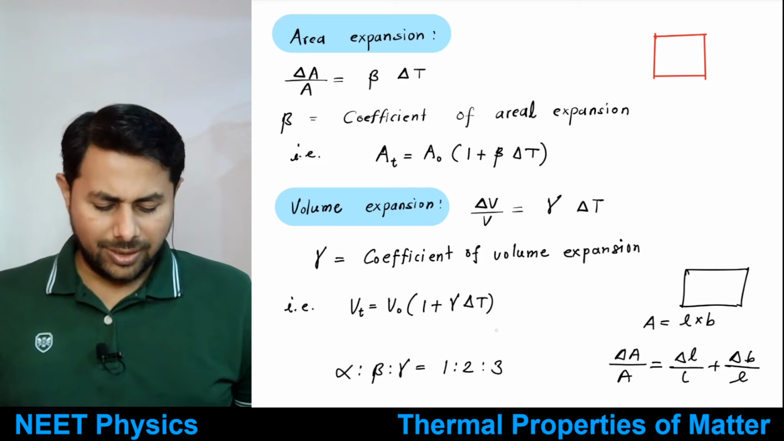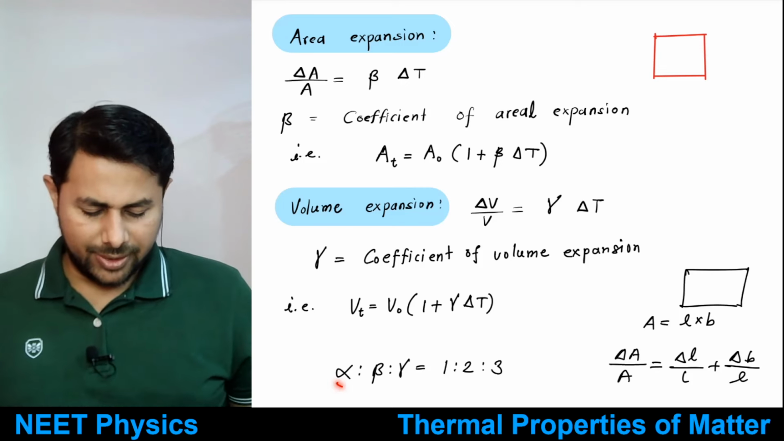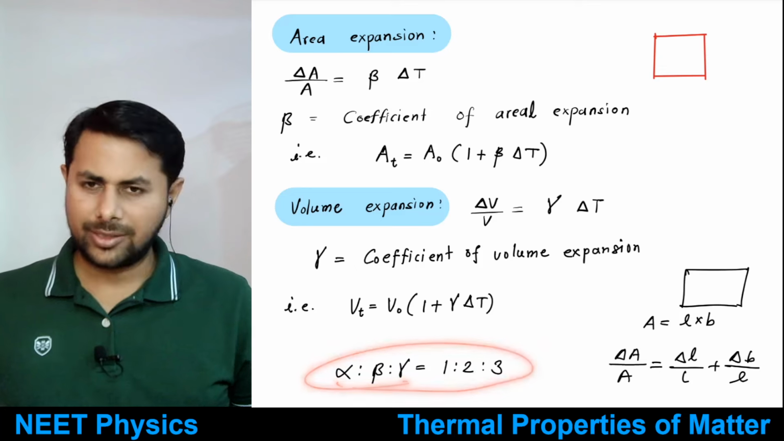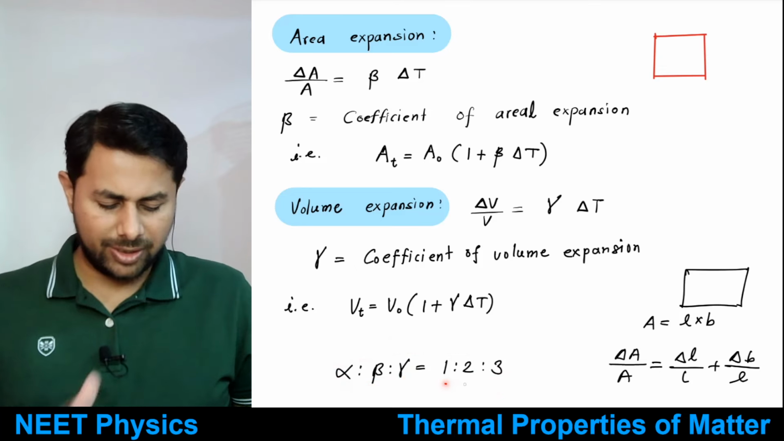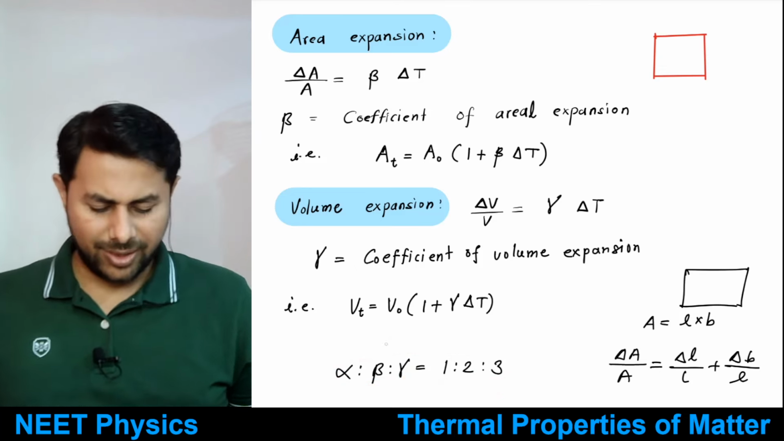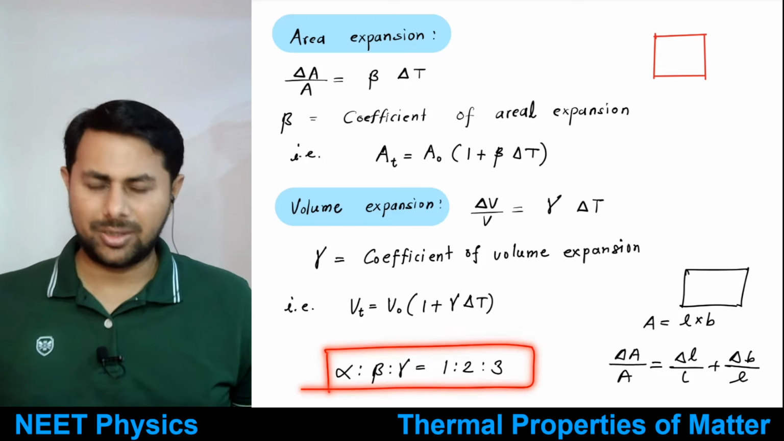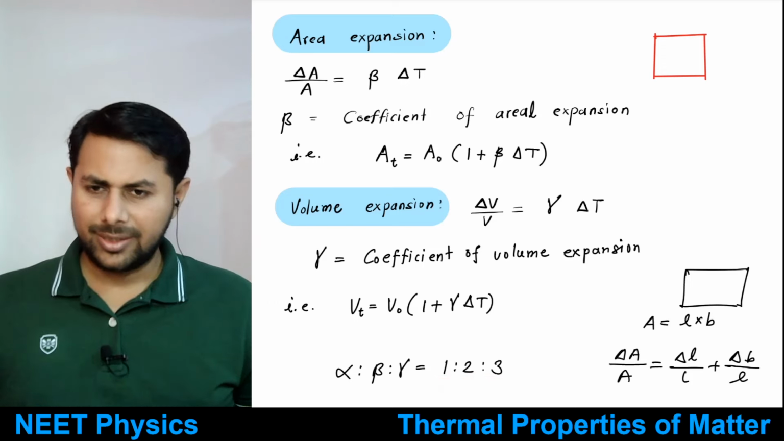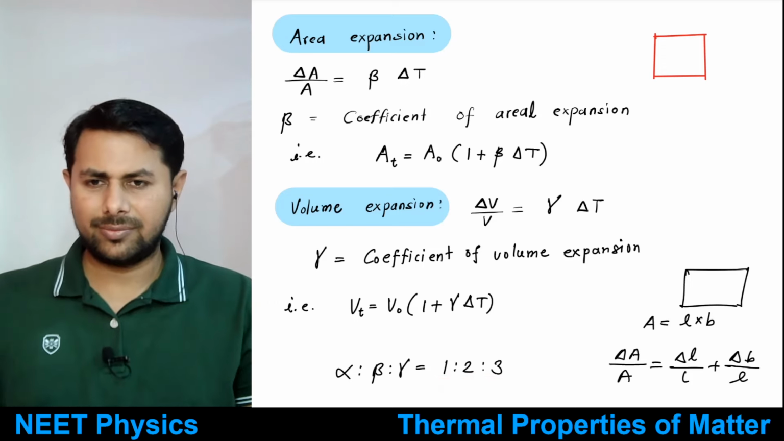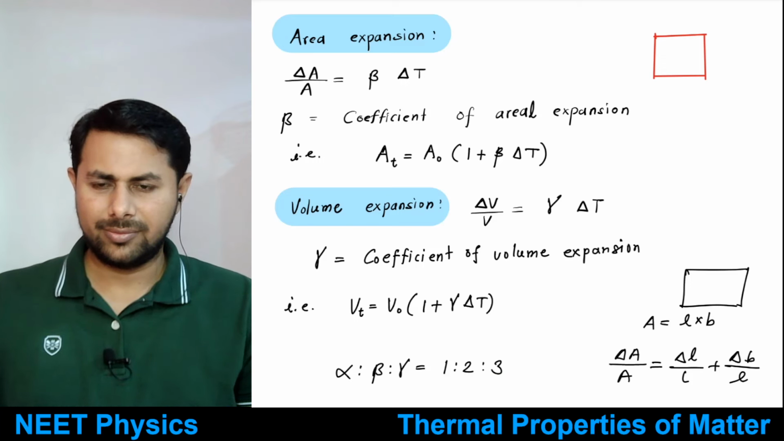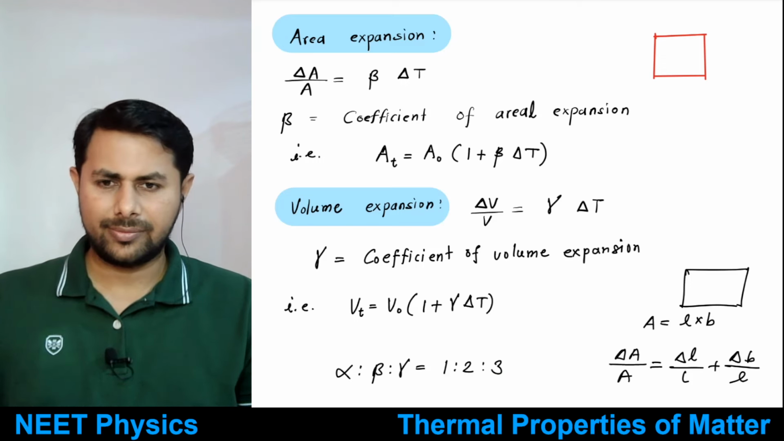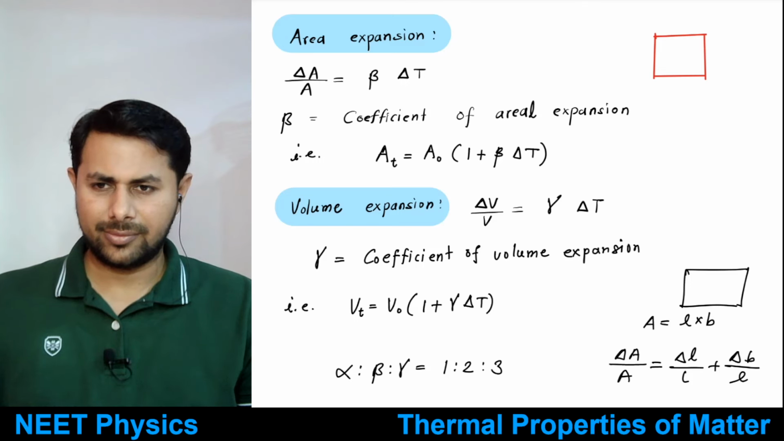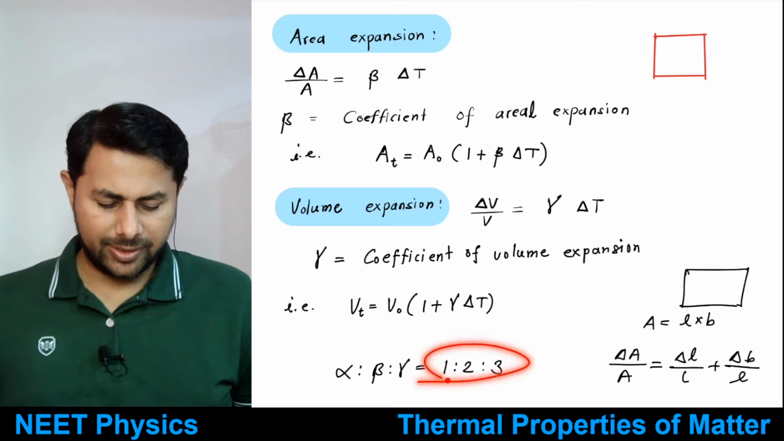Right? And we can easily prove this relation that alpha is to beta is to gamma is just 1 is to 2 is to 3. Okay, so alpha is to beta is to gamma is what? It is just equal to 1 is to 2 is to 3, right? This thing is clear, everyone? Okay, we just need to remember this.